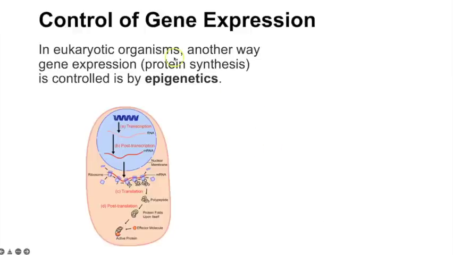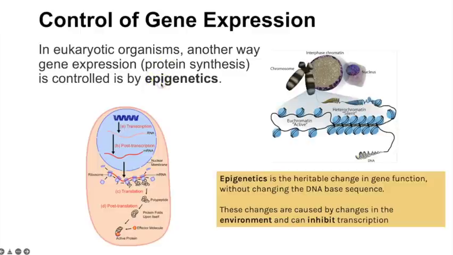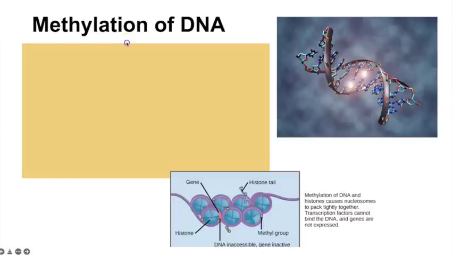Now, another way that protein synthesis is controlled is through something called epigenetics. And epigenetics is the heritable change in a gene function, but the DNA base sequence itself is not changed at all. Now, these changes can be caused by the environment, so things like your diet, stress levels, exposure to certain chemicals, and this can inhibit transcription. So one type of impact is increased methylation of DNA.